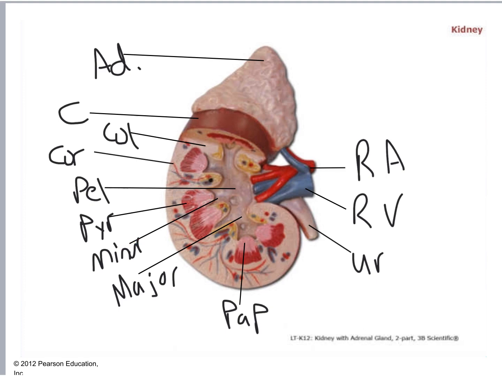This line is pointing to the minor calyx. This line is pointing to the major calyx. This line is pointing to this apex of the renal pyramid, known as the renal papilla. This line is pointing to the ureter. This line is pointing to the renal vein. And then this line is pointing to the renal artery.